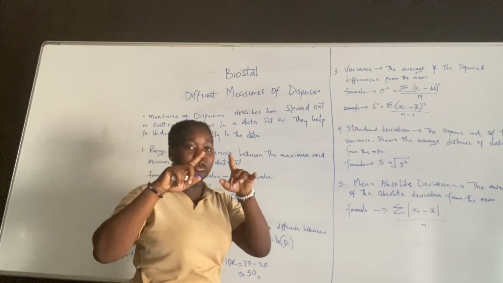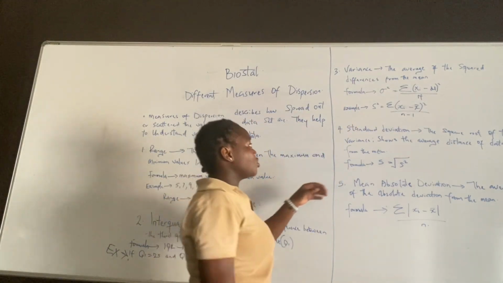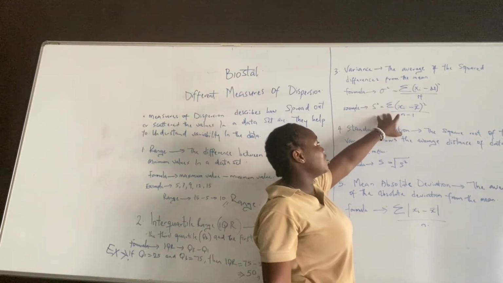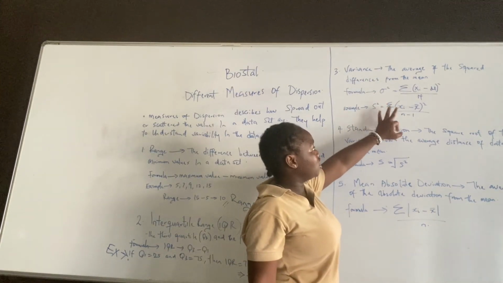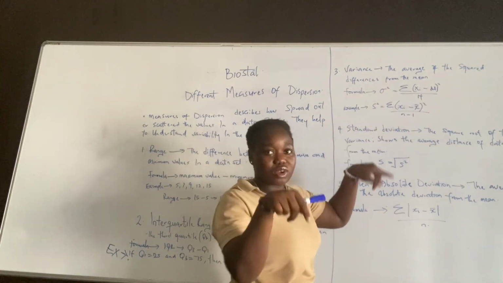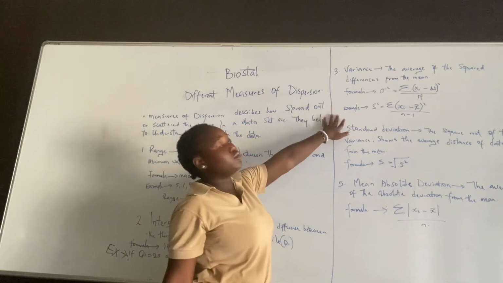We are going to square it, as we have said, the average of the squared difference. So s squared equals the summation of (xi minus x bar), then you square it, all over n minus 1. That is the example for variance.